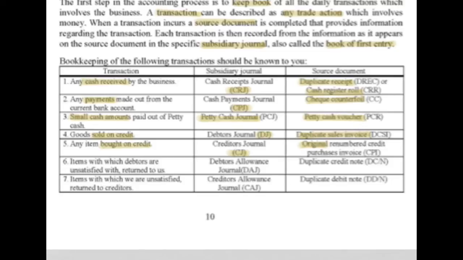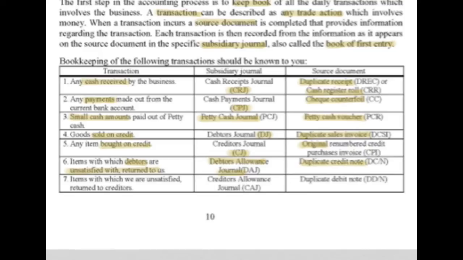Number 6, items which the debtors are unsatisfied with and return to us are recorded in the debtors allowances journal. Now, some of you might not have done this in grade 9, so you need to pay close attention to how it's done in grade 10. If you want, you can also go back to the grade 9 videos and recap it, because it's actually part of the grade 9 syllabus. A duplicate credit note is my source document.